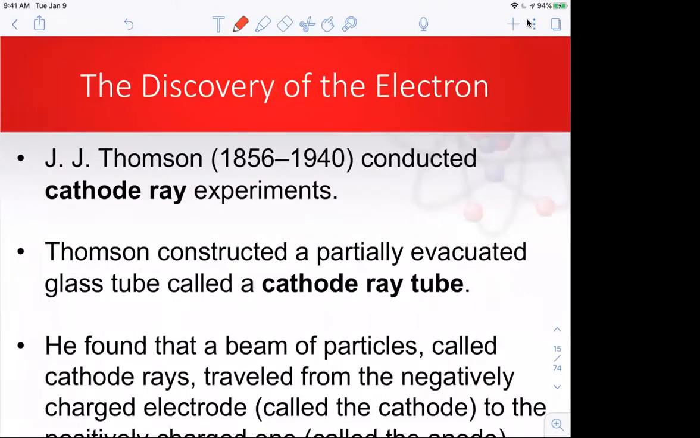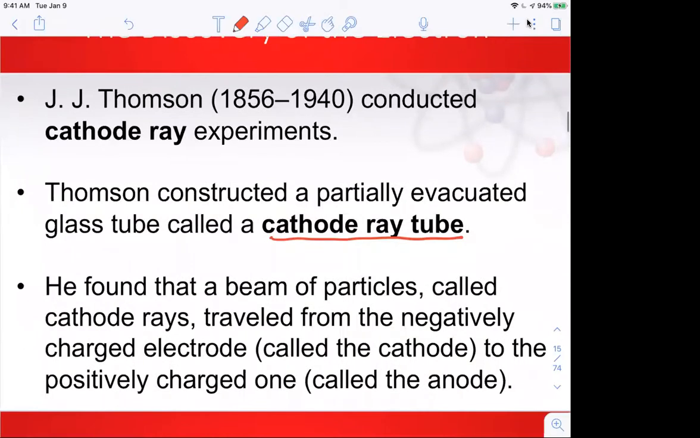Moving on, it was later on that J.J. Thomson conducted cathode ray experiments. He constructed a partially evacuated glass tube called a cathode ray tube. He found that a beam of particles called cathode rays traveled from the negatively charged electrode, which was called the cathode, to the positively charged one, which was called the anode.